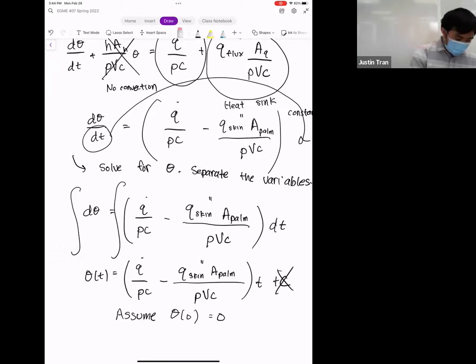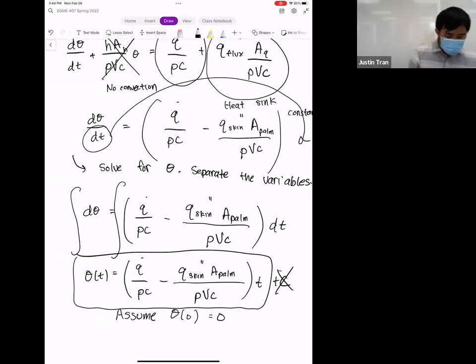The final solution would be something like this. And so you just have a linear ramp here that ramps up with t.